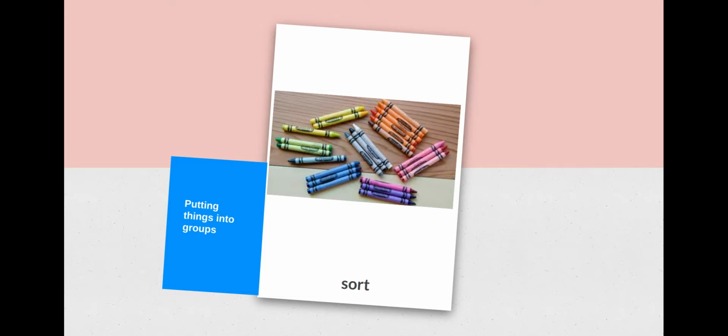So I use the picture of the different crayons here that were sorted in different colors. We have like orange and red and purples and blues. So sorting means to put in groups. It could be the same color. It could be the same shape. It could be the same color and shape. It depends on what the teacher or the lesson is asking.